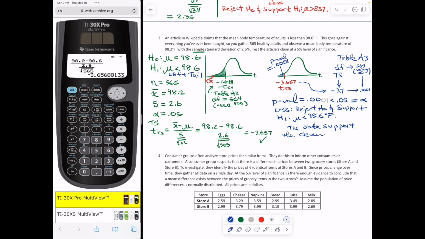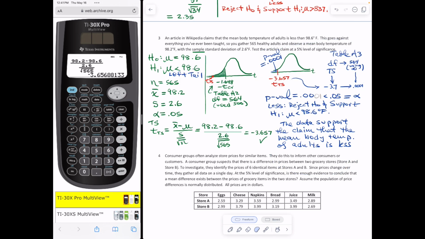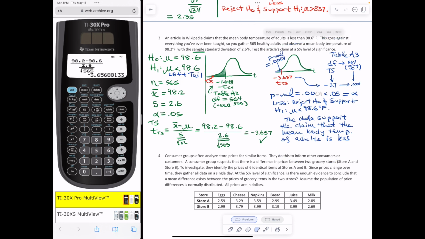The claim that the mean body temperature of adults is less than, I need a little bit of space here, so I'm going to squish this just a bit, less than 98.6 degrees Fahrenheit. Oh, I wrote the wrong word there.